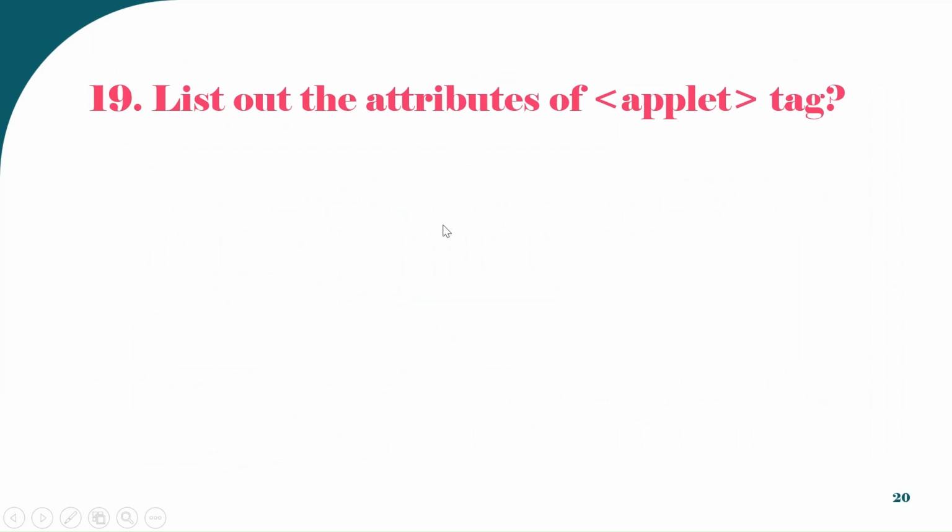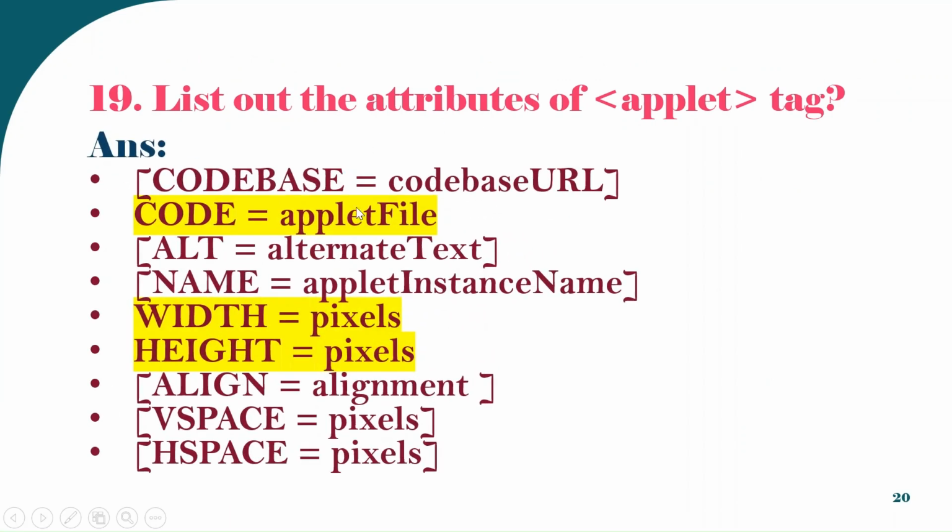Now, what are the attributes available for the applet tag? This is a list of applet tag attributes, where you can see codebase. Now I need to give the applet program that you wrote in Java, the complete path, right from the root level to the last file name. And for code, I can directly write the file name. The above one is the absolute path, the second one is the relative path.